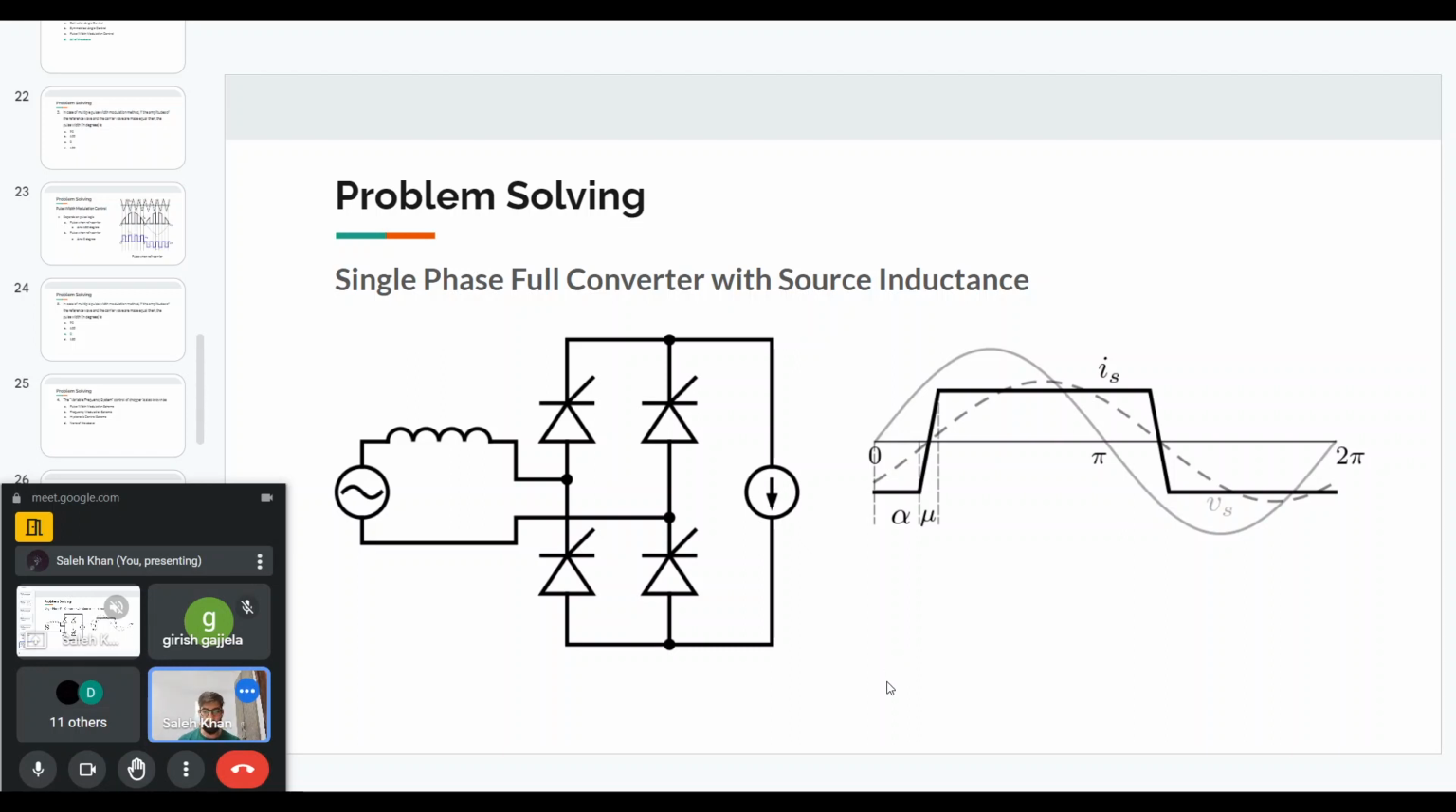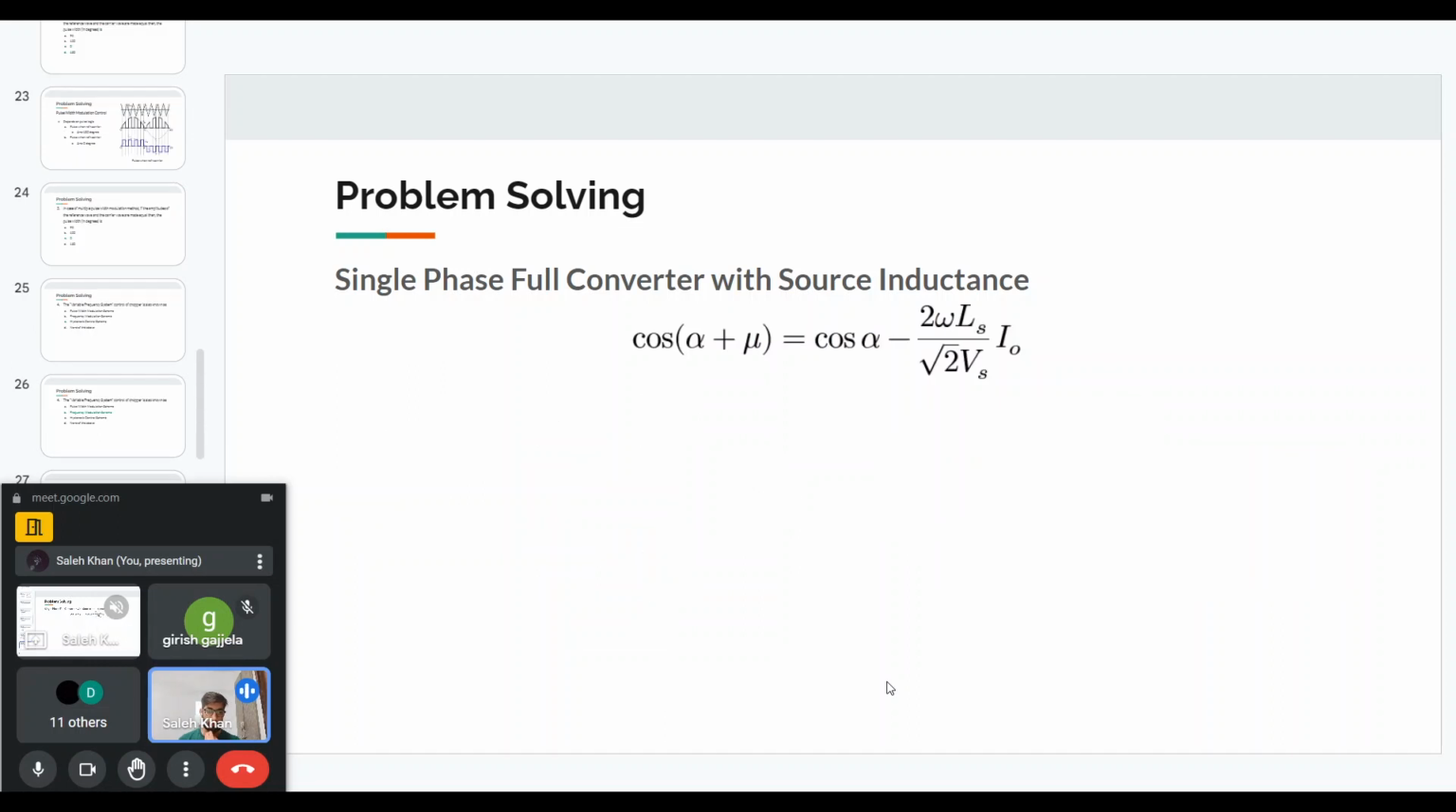So anyway, now if you see this system, this is one of the equations that you can derive for this system. In this equation, we have alpha, we have mu, and we have omega, the source inductance, the supply voltage level, and the output current. But if you see the question, we are only given the alpha angle and the mu angle for one case.